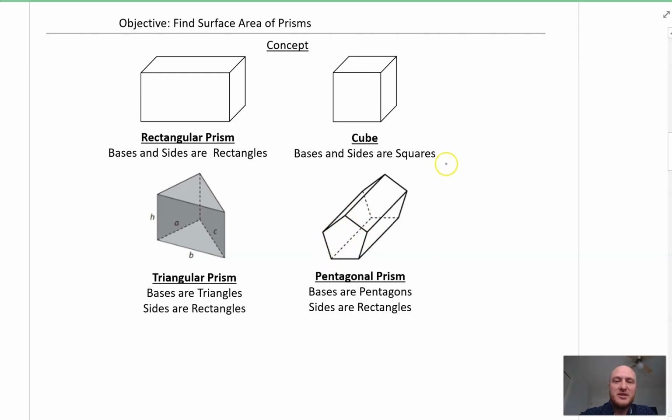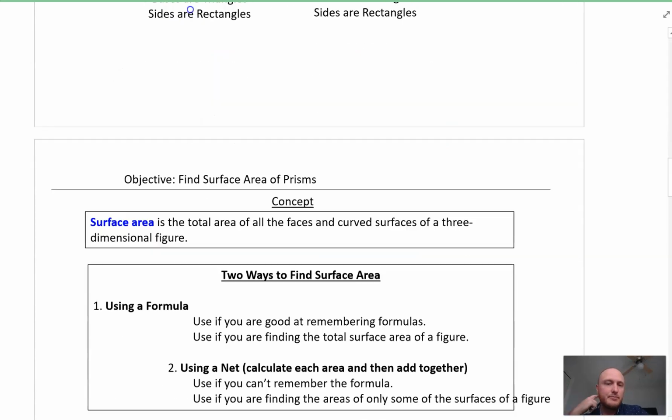And I want you to look at this case for a moment. Notice how when I said that the base is a pentagon, the pentagons aren't on the top and the bottom. That's because I can move and rotate an object. But all the sides, all the lateral areas, are rectangles. And then there are two symmetrical endpoints at the bottoms, which are pentagons. So that's going to come into play later on.